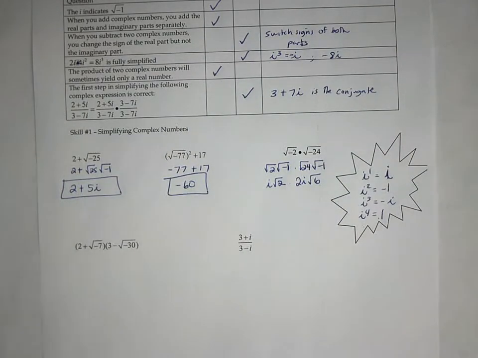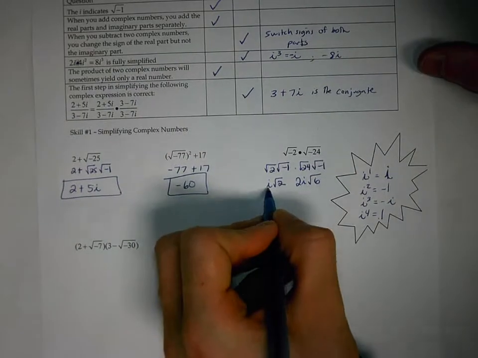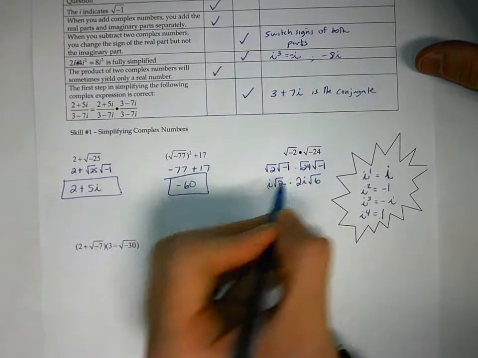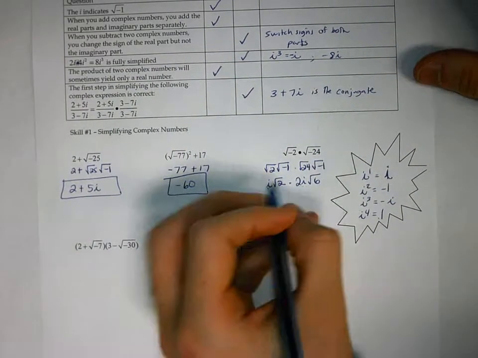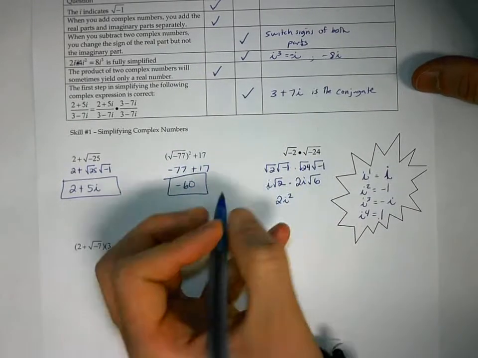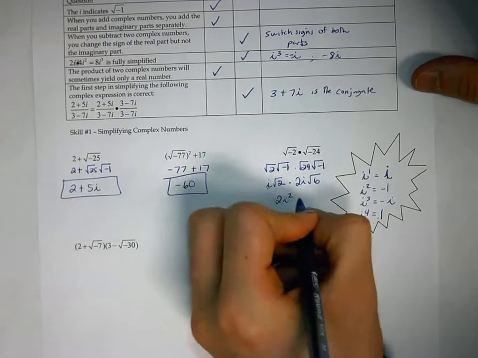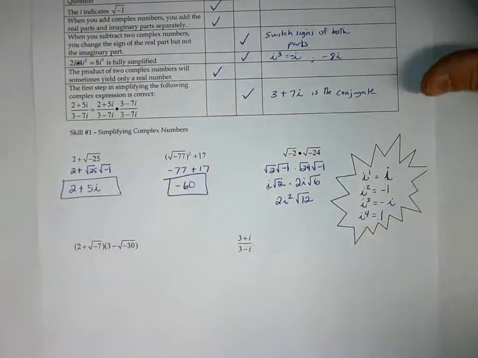Now as we go along and simplify, we multiply outside square roots and then inside square roots separately. So i times 2i is 2i squared. The square root of 2 and the square root of 6 is square root of 12.